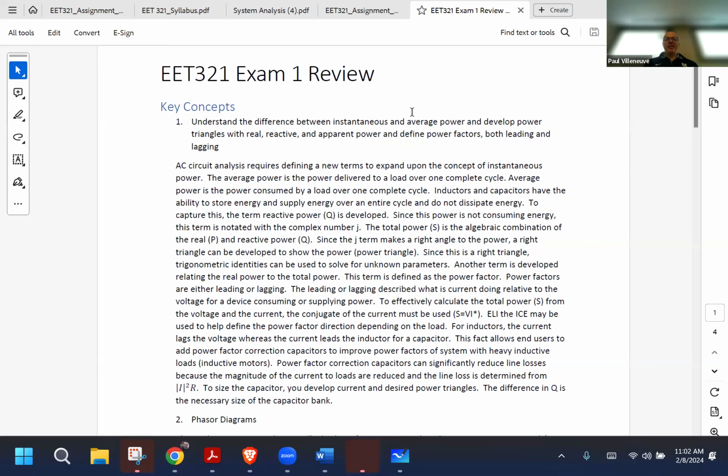So, the difference between instantaneous, average power, and then developed power triangles. We are in AC circuits. AC circuits is steady state, so we don't live in the time domain. We live in the frequency domain, right? Complex frequency. So we can get rid of all those sines and cosines that have omegas associated with them because we're looking over one complete sine wave.